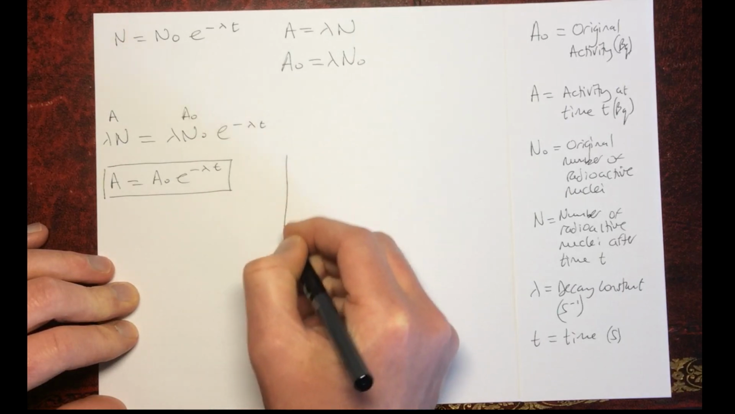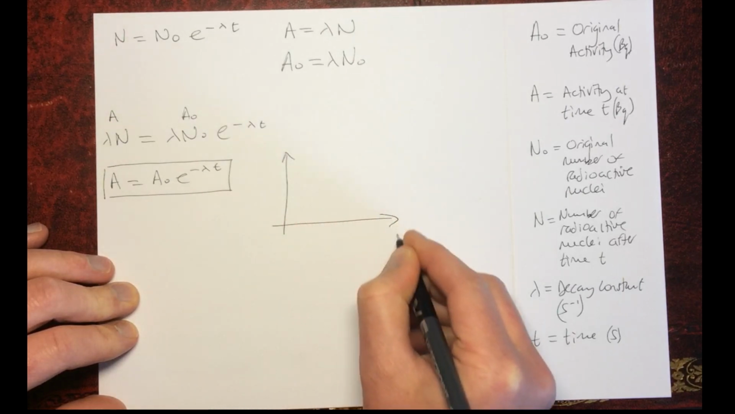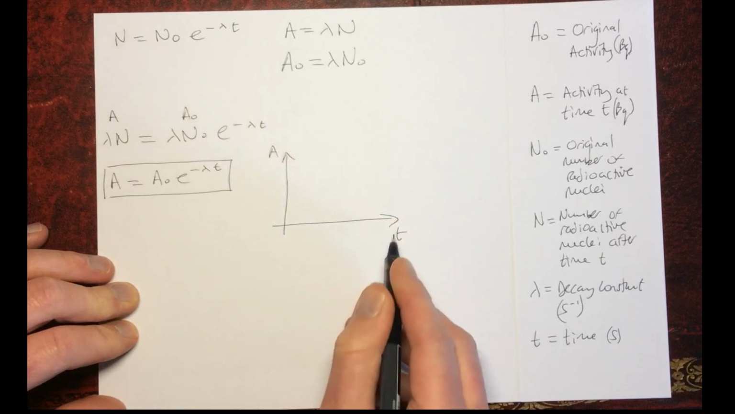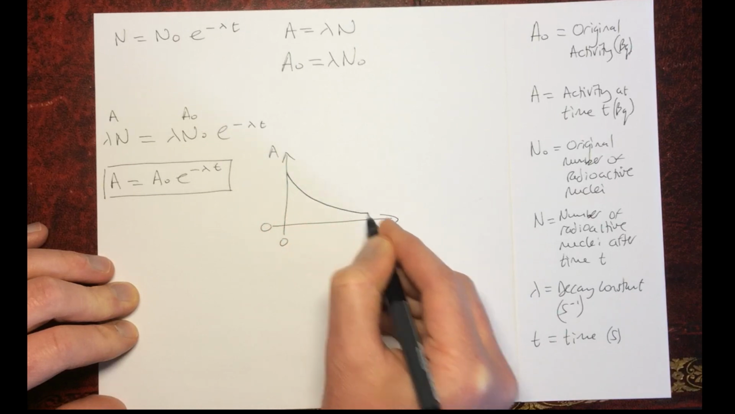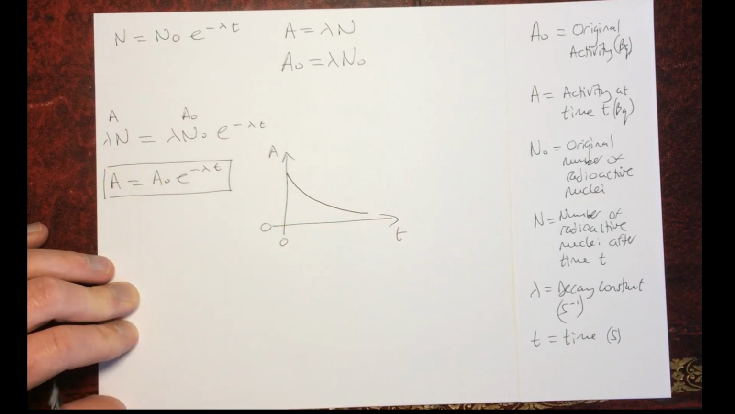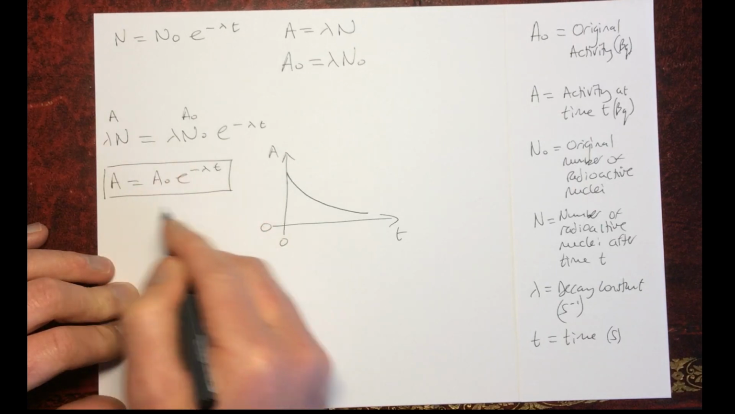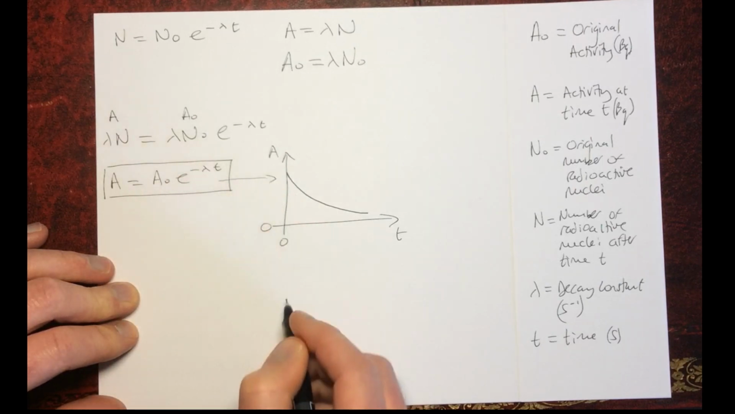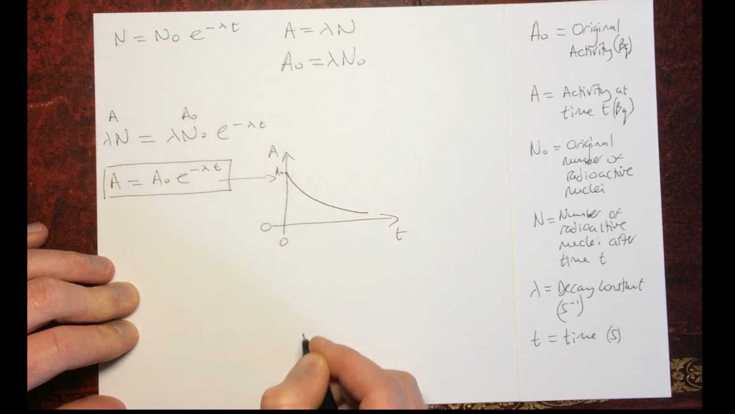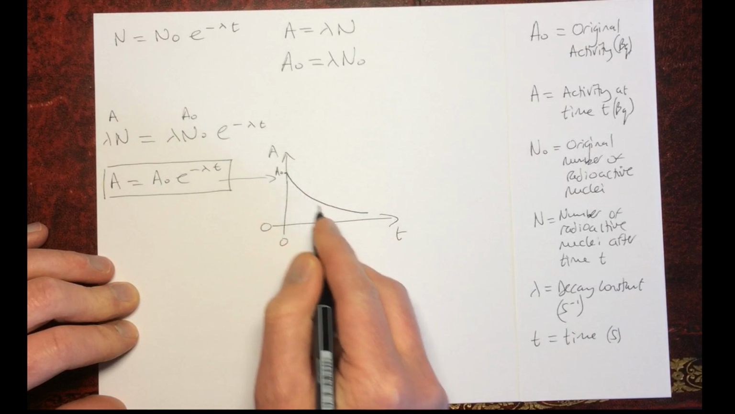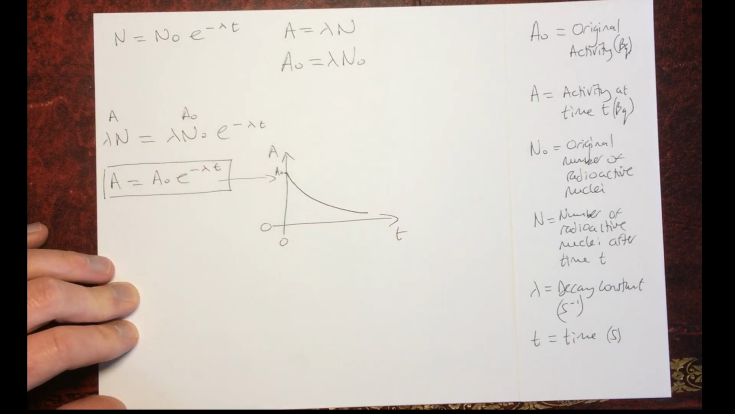Now we can look at this in terms of a graph. So the activity against time: the activity decreases with time according to an exponential decay equation. So this equation here is the general equation for this graph. Now at time t equals 0, we have activity A naught, and as time goes on, the activity decreases at a decreasing rate.